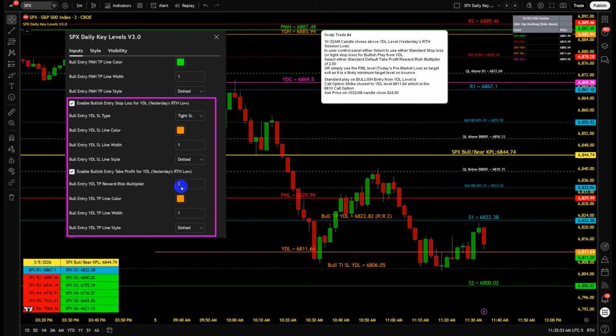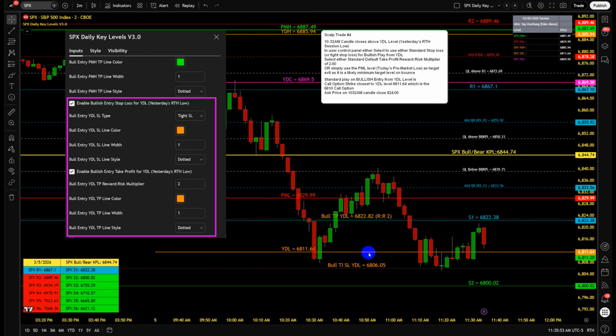So have the same default reward risk multiplier of 2. Here's where the tight stop loss falls, 6806.05. As you can see, that was not hit either. And then the RR of 2 in this case is below the PML, because the way this works is this is the reward risk multiplier of the risk amount you're taking here. So this reward is twice the risk distance between this and this tight stop loss.